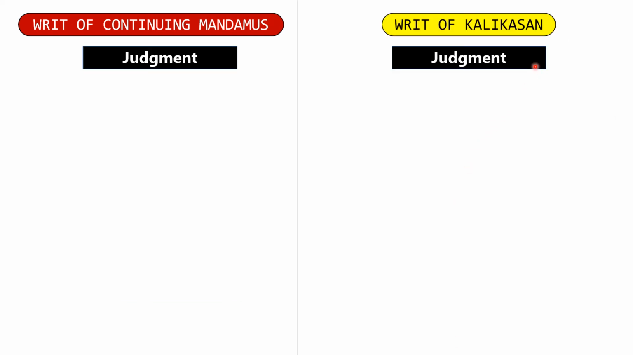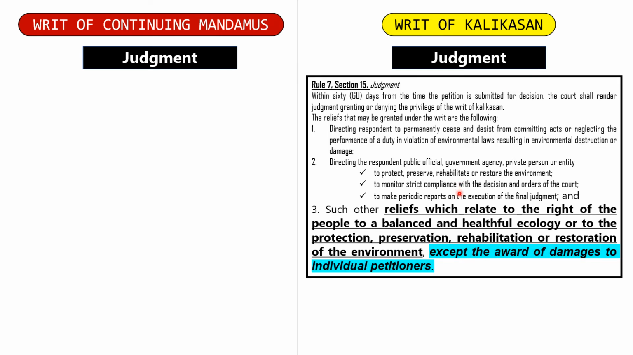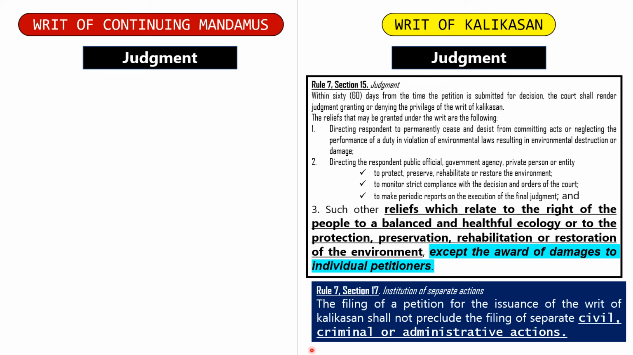If there is a judgment granting the privilege of the writ of kalikasan, take note that the court cannot award damages to individual petitioners. Again, the court cannot award damages to individual petitioners. But there is a solution to this. Section 17 of your Rule 7 has the answer. Parties are not precluded from filing a separate civil action. So he can still claim damages as long as he will do it in a separate proceeding or in a separate action, but not in your writ of kalikasan.